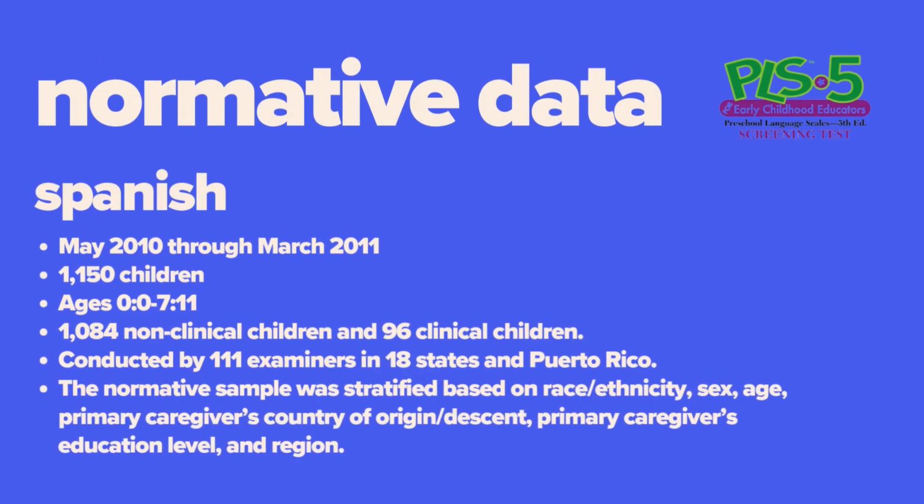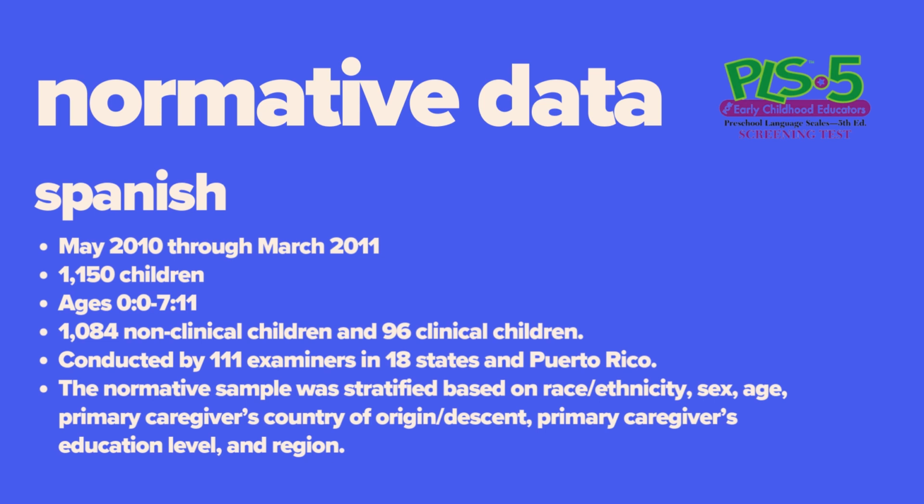Now for the Spanish screener, that normative data was collected between May 2010 and March 2011. The sample included 1,150 children between the ages of 0 and 7 years and 11 months, and it included 1,084 non-clinical children and 96 clinical children. The data was collected by 111 examiners in 18 different states and Puerto Rico. The normative sample was stratified based on race and ethnicity, sex, age, primary caregiver's country of origin/descent, primary caregiver's education level, and region.